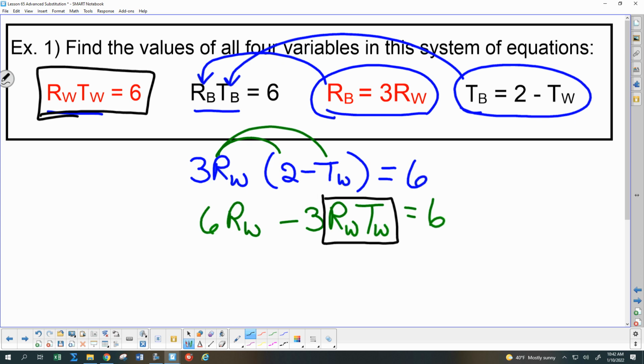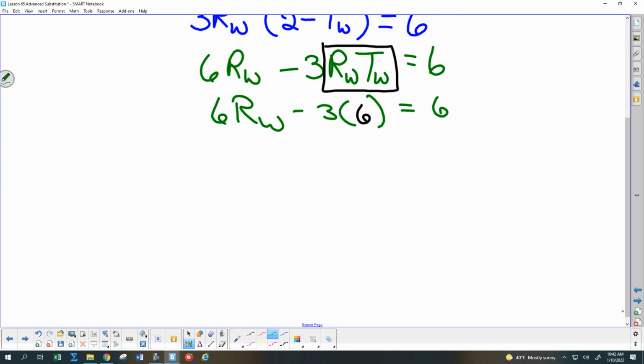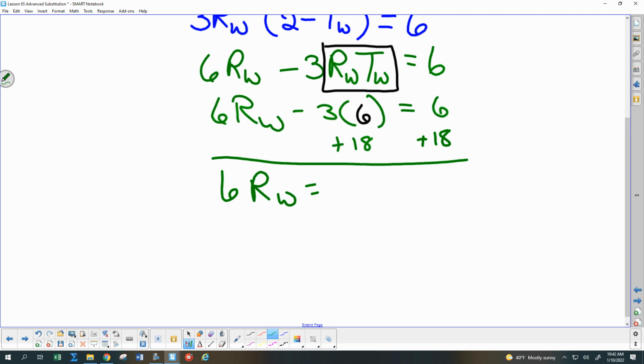Right now, I don't know what RW is. I don't know what TW is separately, but I know if you multiply them together, it's 6. So I'm going to change that one to a 6, which means I've got this minus 3 times 6 right there. Now it should be pretty easy, and I bet some of you are already jumping ahead and finishing up the problem. I have minus 18 in there. So if I add 18 to both sides, 6RW is 24. And Alexander, what does that mean RW needs to be?